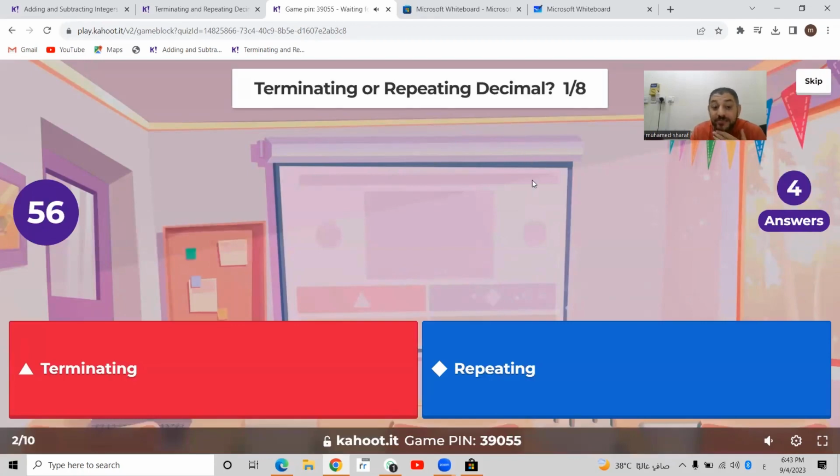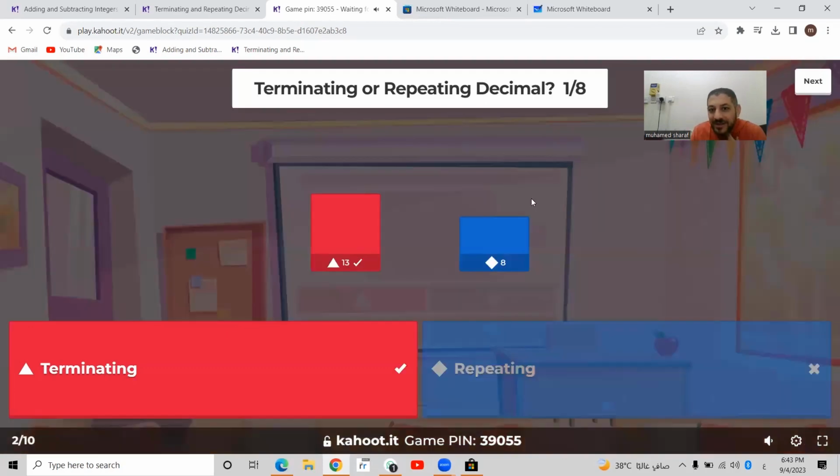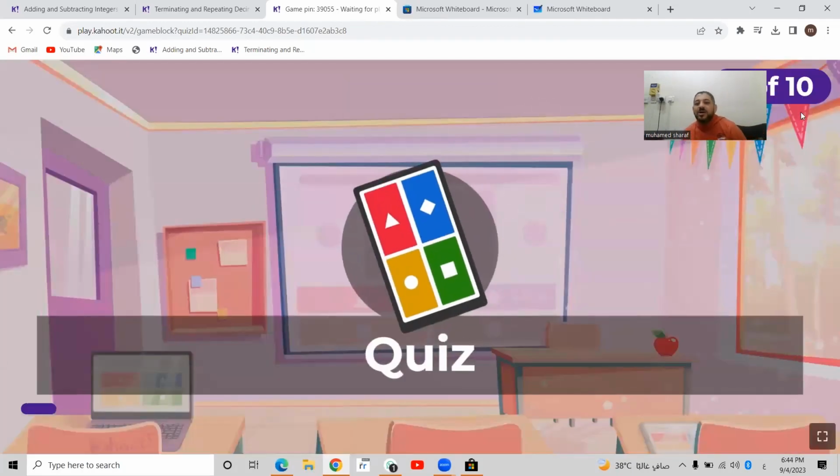One out of 8. Okay, can you make 8, 10, or 100, or 1,000? Okay, let's see that. I don't know Yazan is here or not, but Yazan asked me about 8 exactly in the class. Yeah, guys, 8, we can make it 1,000 by multiplying by 125. So it's terminating. Go on.